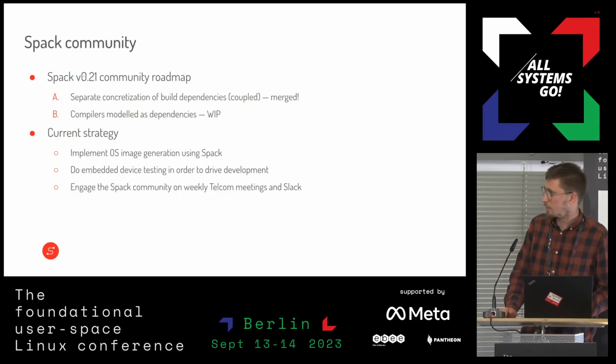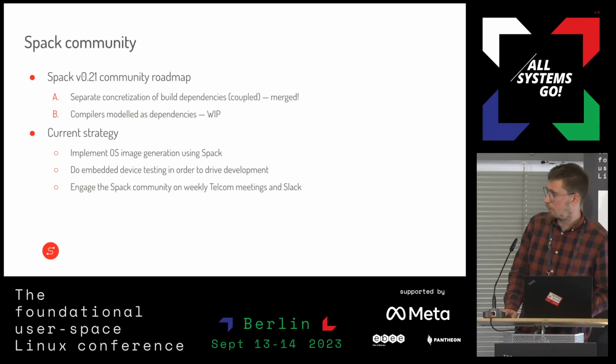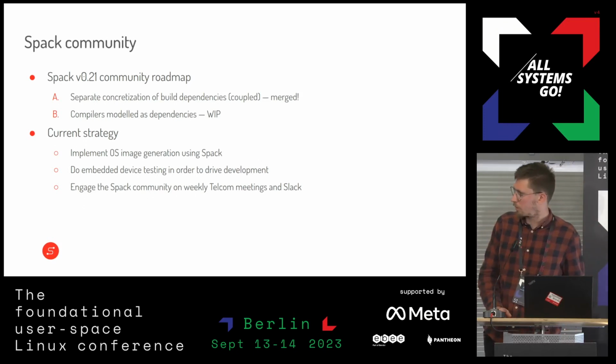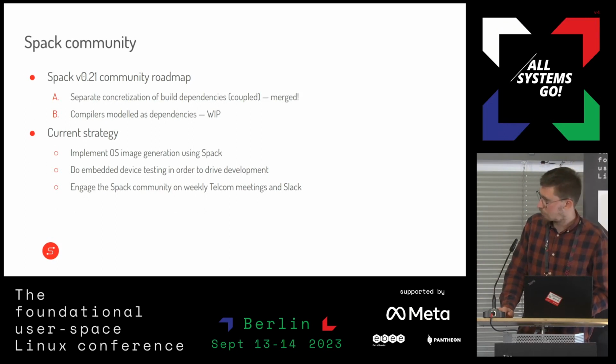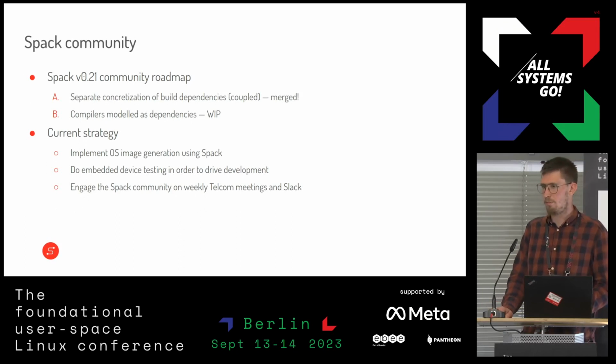So, like I said, the Spack community has been quite active. They have been working on the v0.21 release. This release will feature, if I understand correctly, this merged pull request for separate concretization of build dependencies. This was a requirement for us, and compilers to be modeled as dependencies. This is still a work in progress.